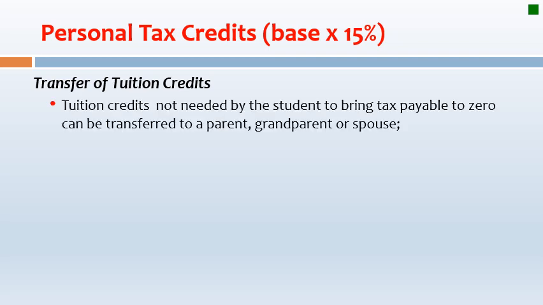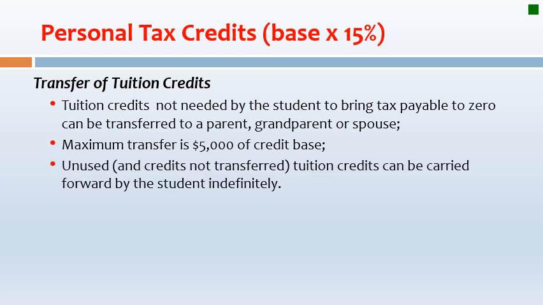I'm sure you guys are all familiar with this as well, which is the transfer of tuition credits, wherein tuition credits that are not needed by the student to bring their taxes payable to zero can actually be transferred to a parent, a grandparent, or a spouse. Now, the maximum transfer is $5,000 on an annual basis of that credit base, which gives you a $750 actual credit once you multiply it by 15%. Any unused tuition credits can be carried forward by the student indefinitely, which is interesting because this isn't very common amongst tax credits. You either use them in a year or you lose them, but tuition is not the same. Tuition can be carried forward indefinitely.